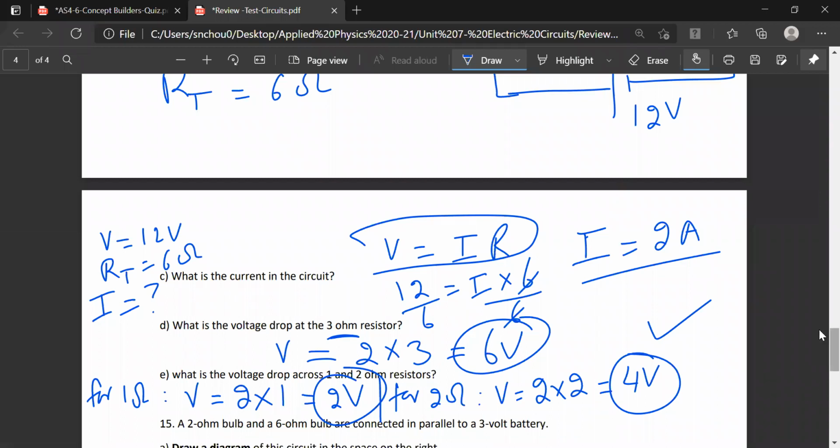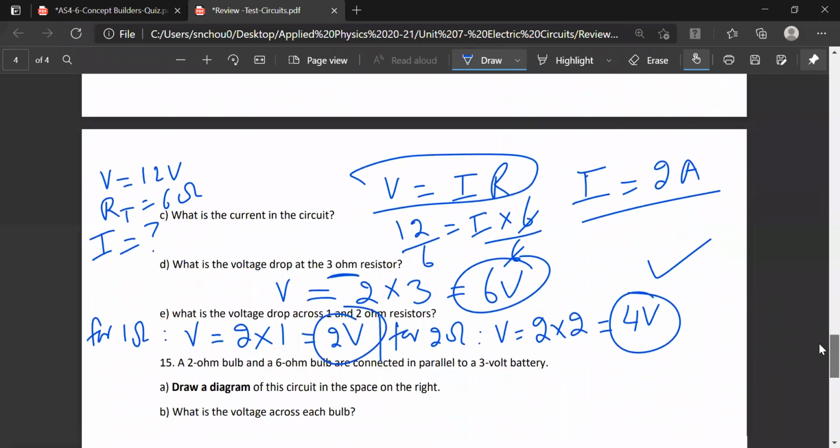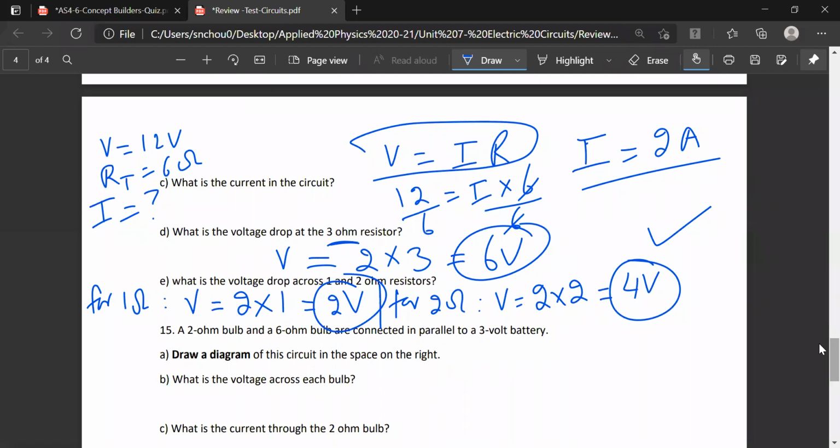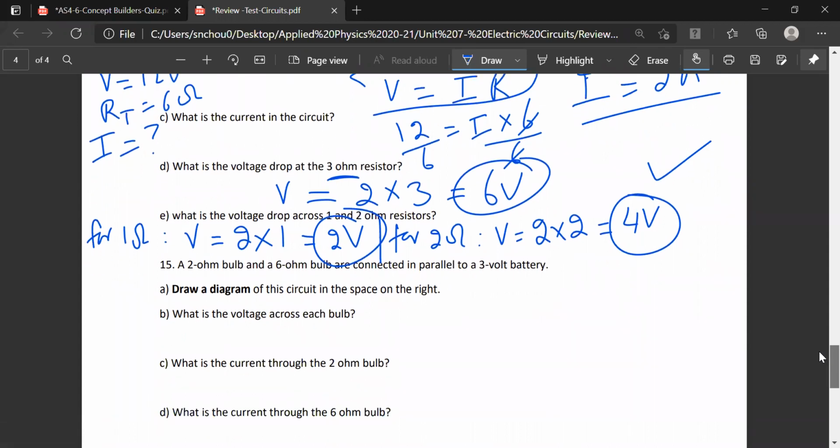So that's your series circuit where you had to draw it yourself. Any questions? I'm going through it fast. Tomorrow, take your time, watch my video, go through it again. We've done this in worksheets before.